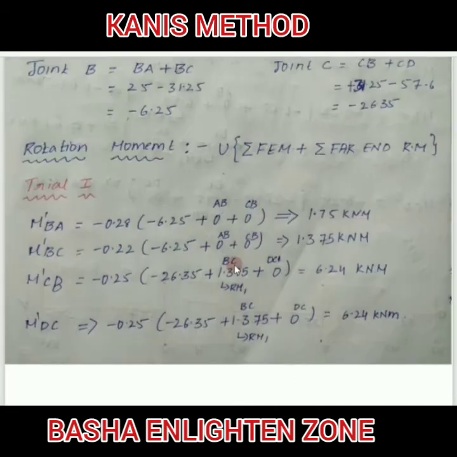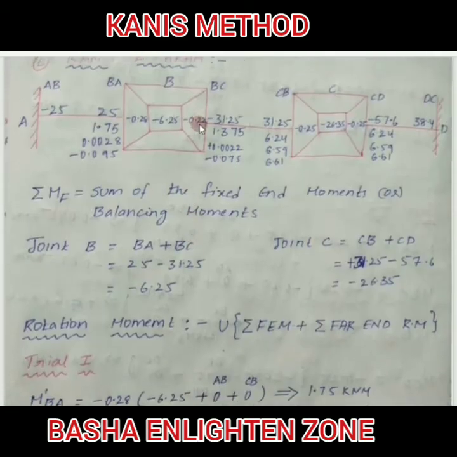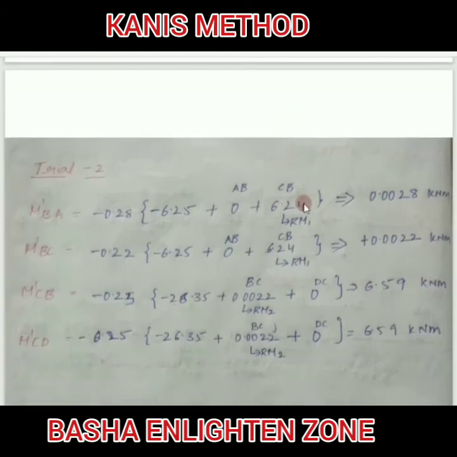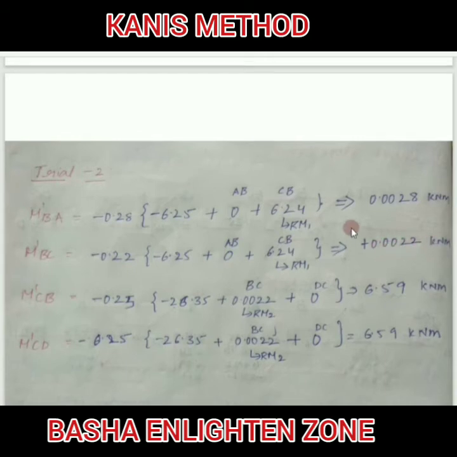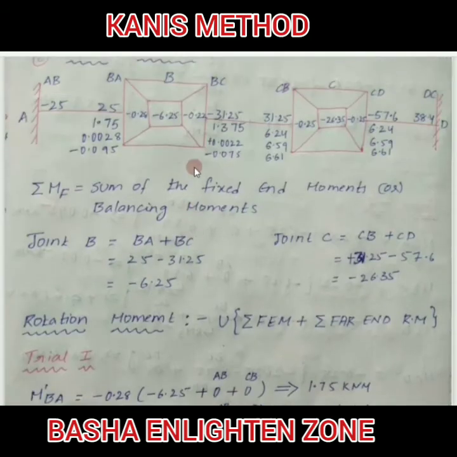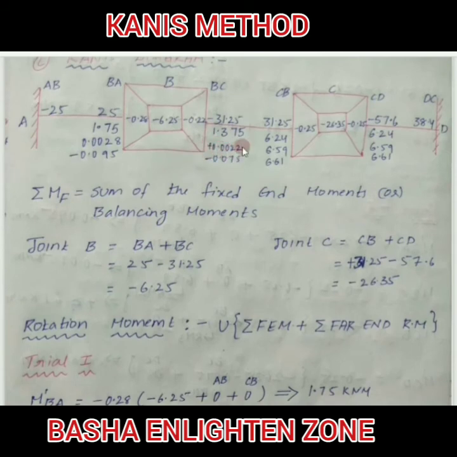Similarly, if you move to M bar BC, you will get minus 0.22 times the sum of the fixed moments, which is minus 6.25, plus the sum of the foreign rotation moments. For BC, here it will be 0 plus, again you can see the foreign rotation moment as 6.24 only. So you can simplify this one. Friends, please calculate this one. You will get 0.0022 kilonewton meter. Again, take that 0.0022 kilonewton meter and write it down here.